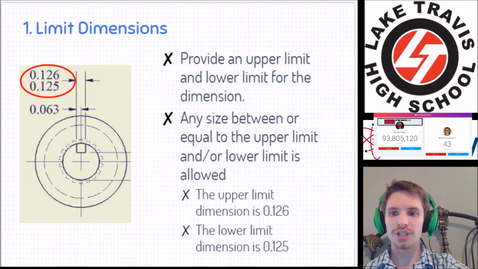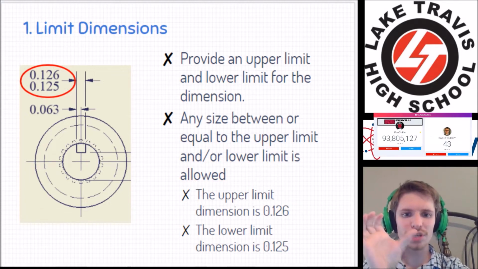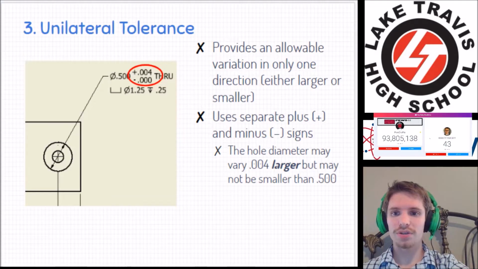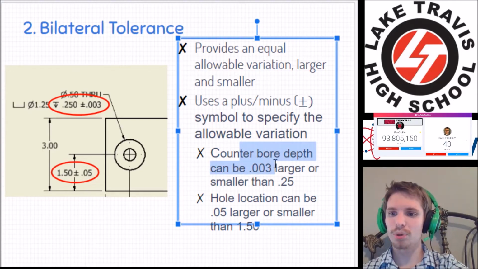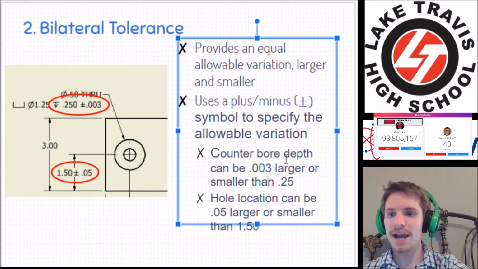Okay, first one, limit dimension. Like I said, it gives you the upper and lower limits. That might be handy if you have some tolerance that is bilateral but not even. That might help. Okay, also, I skipped one. Here's bilateral tolerance. It's a plus or minus sign, and then this says the counterbore depth can be 0.003 or 3 thousandths. When we talk about really small measurements like this, we often say thou, short for 1,000th of an inch. So 3 thou, larger or smaller than a 1/4 inch.